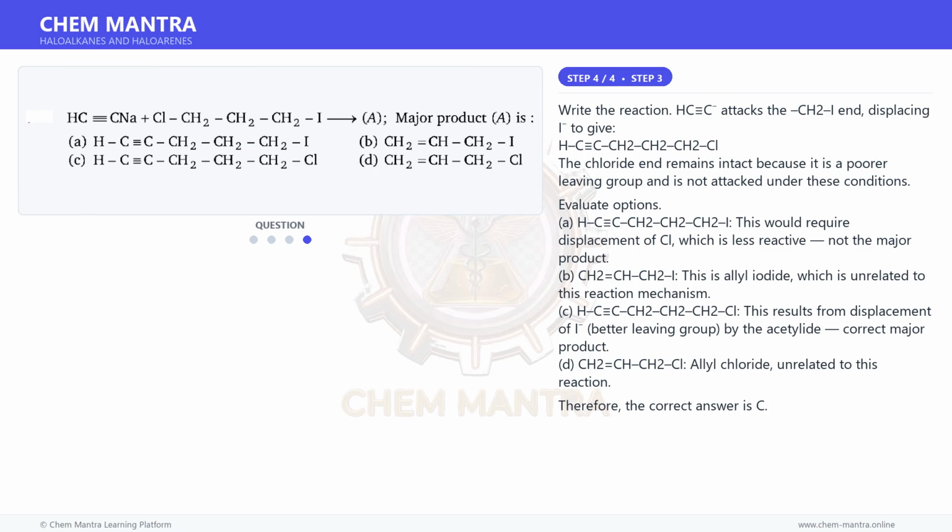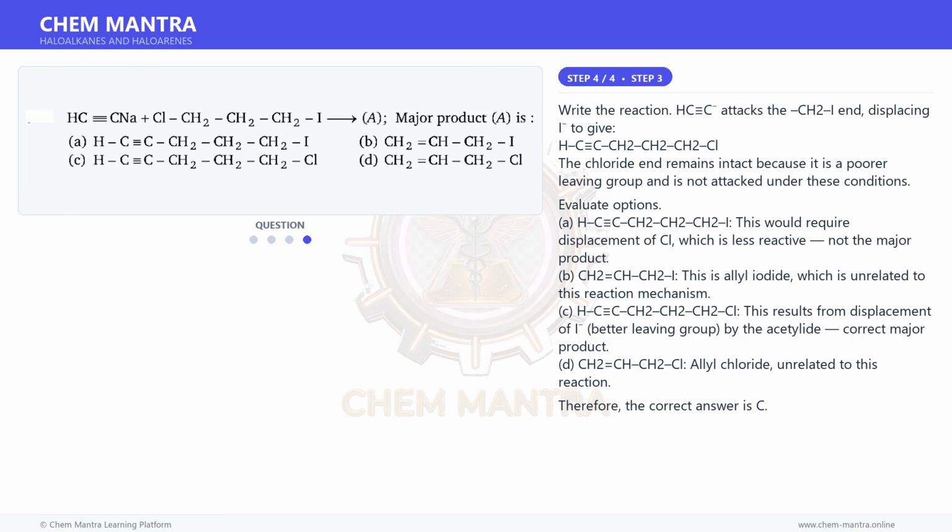And for the final step, write the reaction. HC≡C- attacks the CH2I end, displacing I- to give HC≡C-CH2-CH2-CH2-Cl. The chloride end remains intact because it is a poorer leaving group and is not attacked under these conditions.